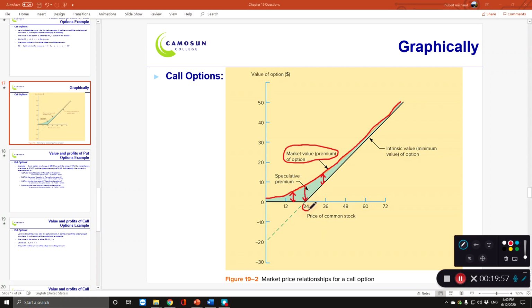In this case, the strike price is 24. The speculative premium, the distance between these two curves, is bigger around the strike price, and it gets smaller further away from the strike price. Why is that? Can you think about it right now? That would be a good theory question. Can you try to think about why that is the case?